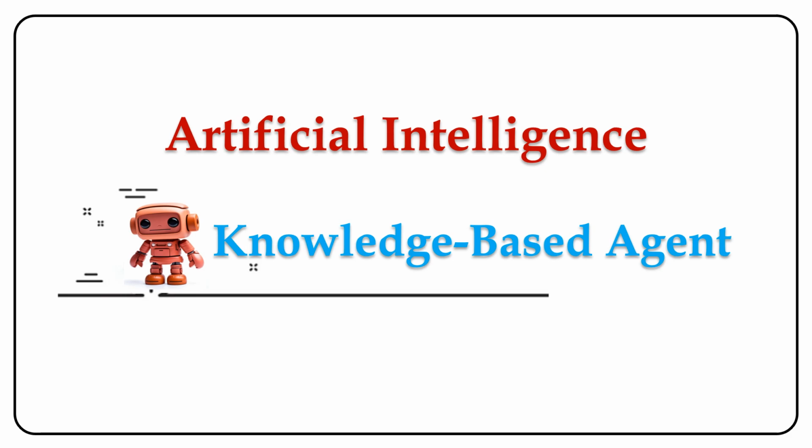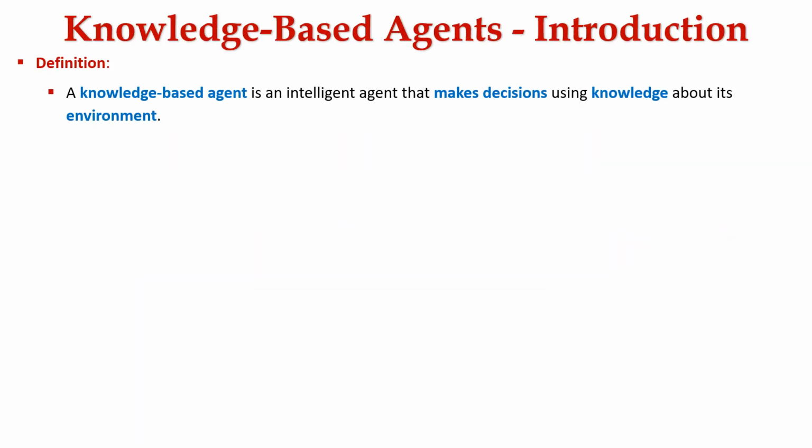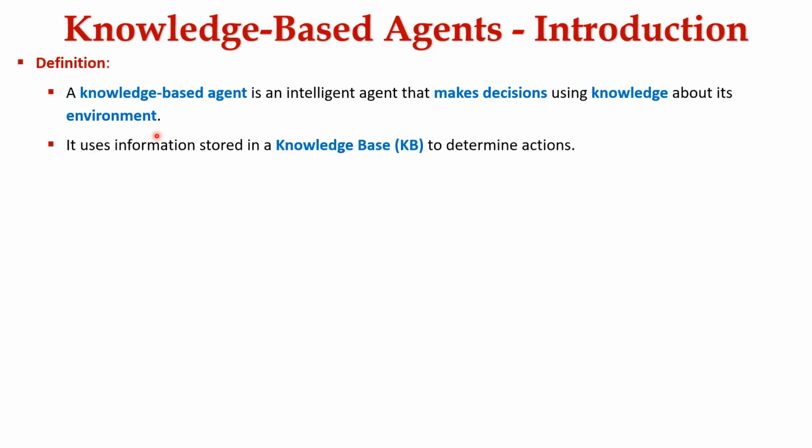In this session, let's learn about knowledge-based agent with an example. As a part of introduction, we all know that a knowledge-based agent is an intelligent agent that makes decisions using knowledge about its environment. It uses information stored in a knowledge base to determine the actions in the environment.